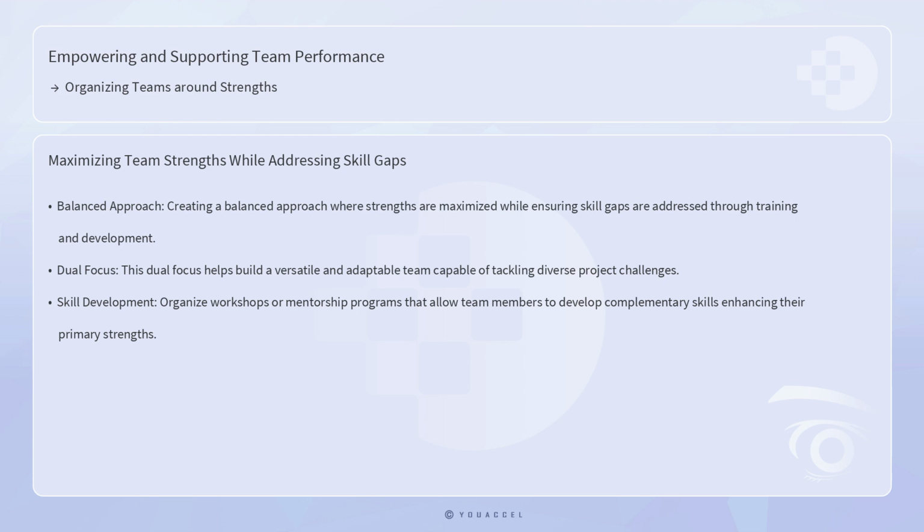However, organizing teams around strengths does not mean ignoring areas of improvement or avoiding skill development. On the contrary, it involves creating a balanced approach where strengths are maximized while ensuring that any critical skill gaps are addressed through targeted training and development initiatives. This dual focus helps build a versatile and adaptable team capable of tackling diverse project challenges. For instance, a project manager might organize workshops or mentorship programs that allow team members to develop complementary skills that enhance their primary strengths.